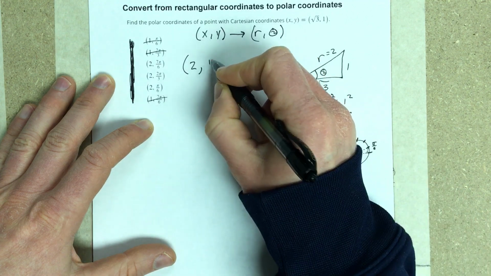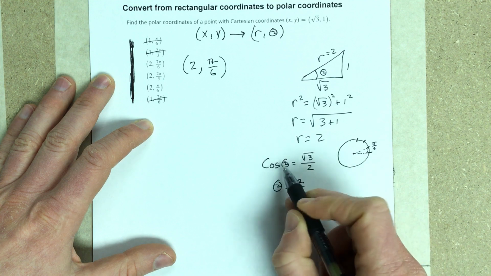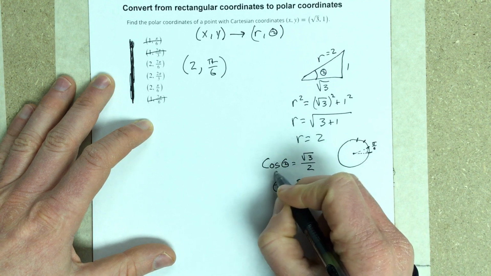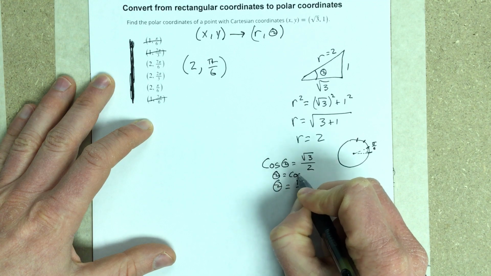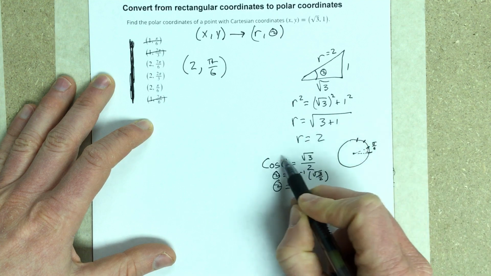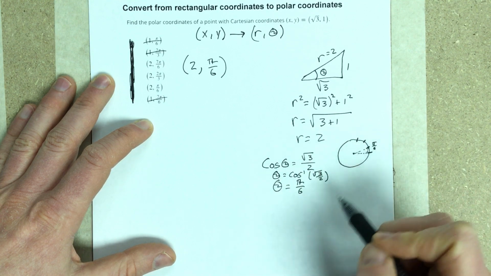So we get 2 comma pi over 6 for our polar coordinate. And technically we're using the inverse here. We would say that theta is equal to cosine inverse of root 3 over 2. But I like to think of it like, when is cosine root 3 over 2, at what angle, and go back to our unit circle talks.